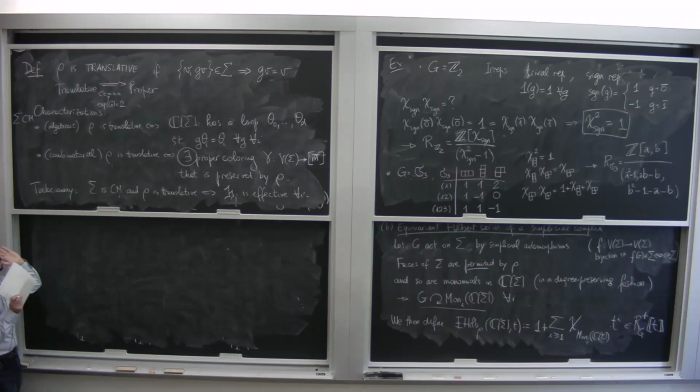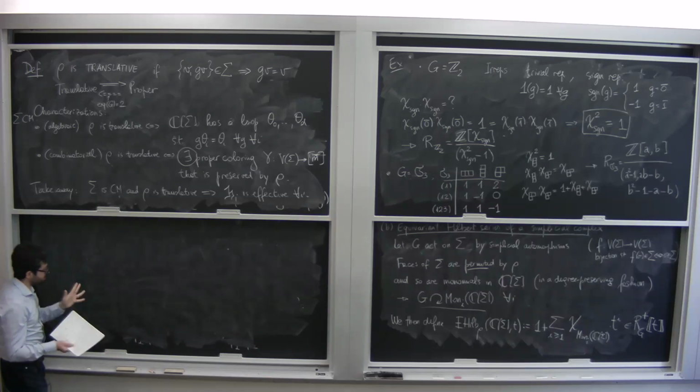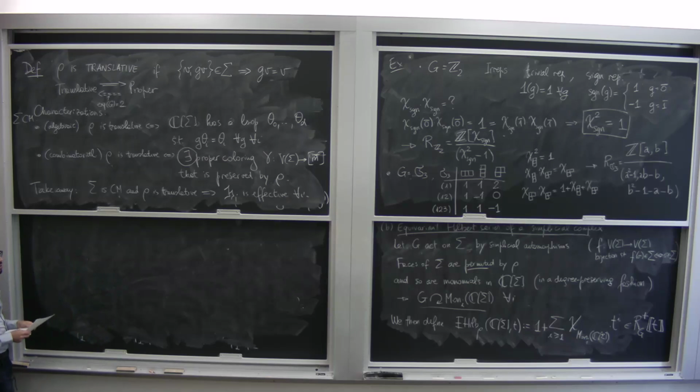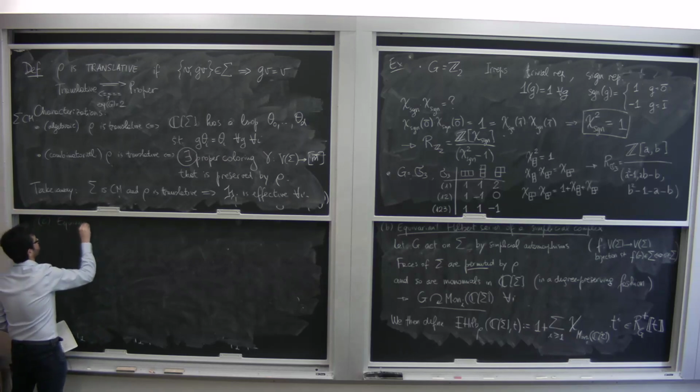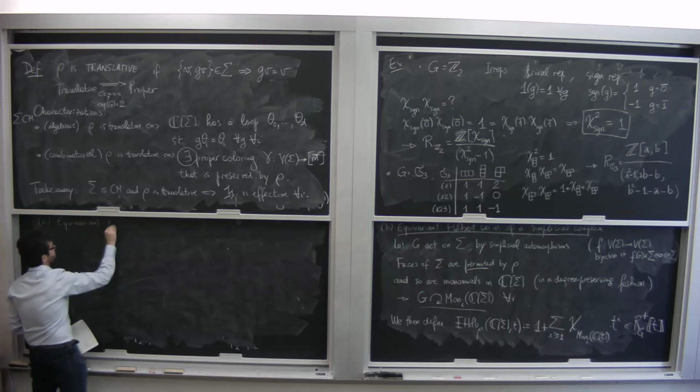So that's one part of the story. I don't want to go over time, so I'm just going to give you a short version of the rest. We showed what it means to have an equivariant Hilbert series for a simplicial complex. We can do the same for polytopes and find an equivariant version of the Ehrhart series.